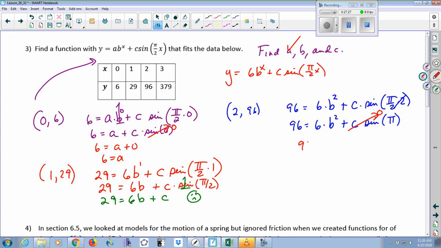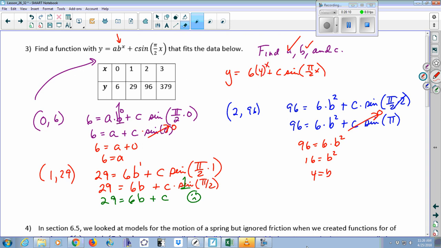So I get 96 equals 6 times B squared. I divide both sides by 6. 16 equals B squared. Isn't that lovely? B is plus or minus 4, but I'm looking at an exponential, and the one thing we know about our exponential function is that the value of B is always positive. So we get B equals 4. Wow, now I've got B. So I can come up to my model here, and I can put 6 times 4 to the X. Yay.